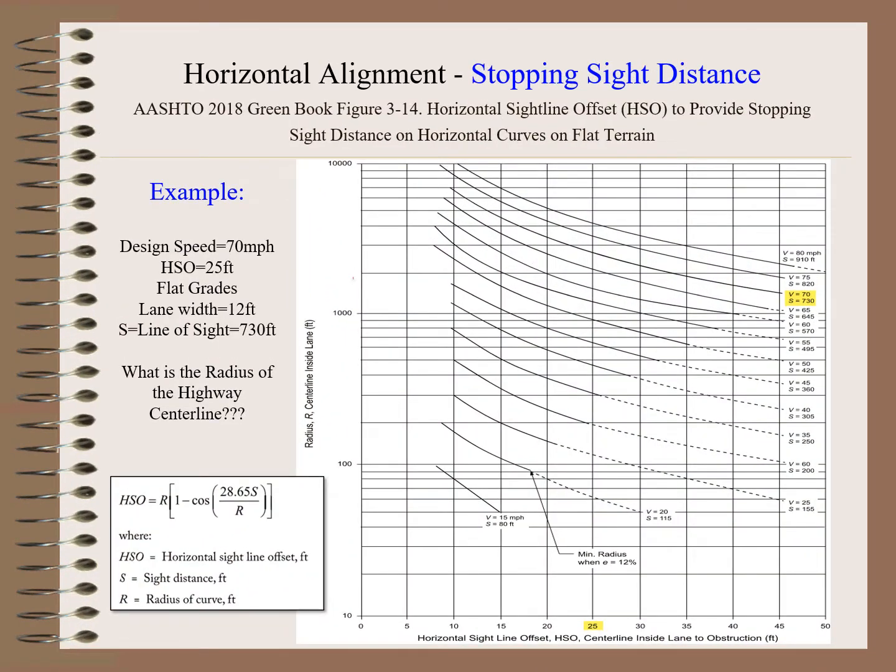Next, using the chart in AASHTO Figure 3-14, we're going to start plotting on the chart our design speed, which is 70. Next thing we're going to plot is our offset of 25 feet. And if we then draw a horizontal line from that intersection, we'll get our radius of 1,170 feet. Now that's the radius to the center line of the inside lane, not the center line of our alignment.